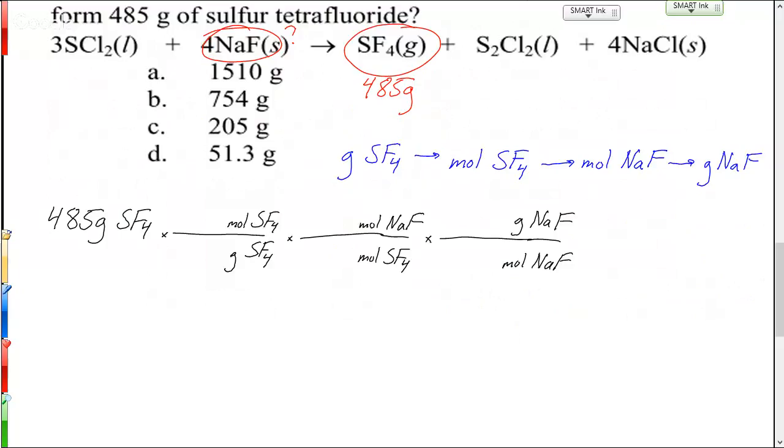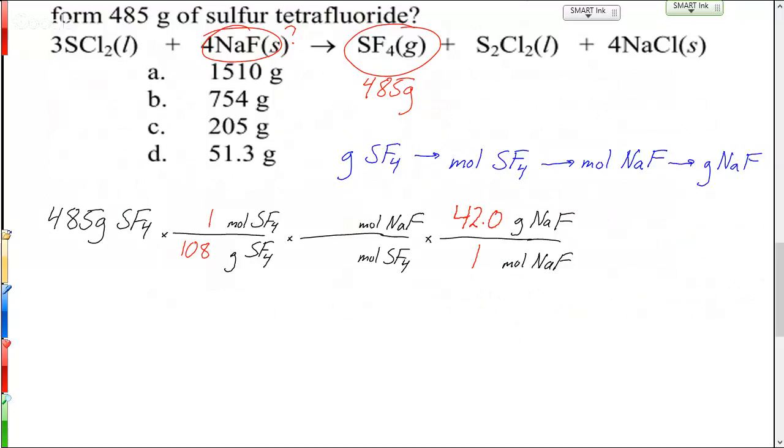Now we need to fill in those amounts. So did anybody get the molar mass of SF4? I'm going to call it out. 108.06. Okay, 108. And what about NaF? What was that? 41.99. So we'll put that as 42.0.